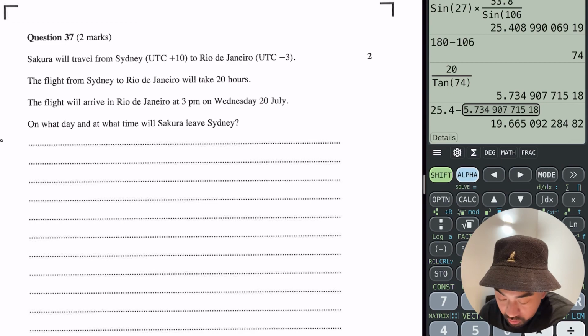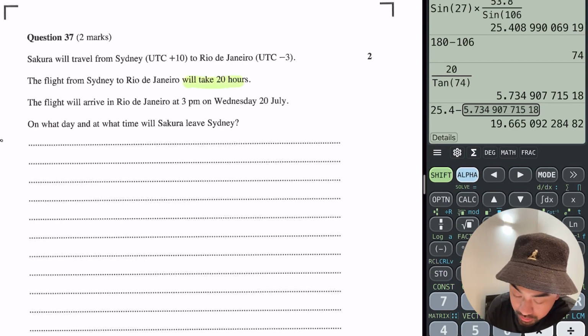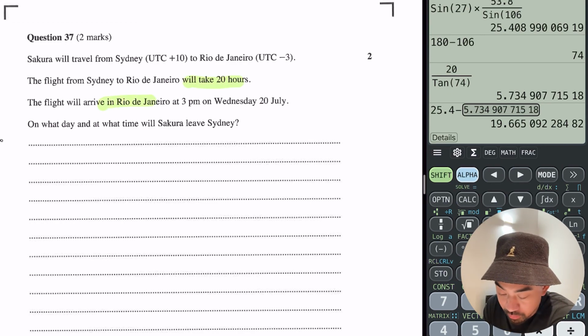Alright, 37th. Sakura will travel from Sydney to Rio. The flight from Sydney to Rio is 20 hours. The flight will arrive at Rio at 3 p.m. on Wednesday, the 20th of July. On what day and what time should Sakura leave Sydney?